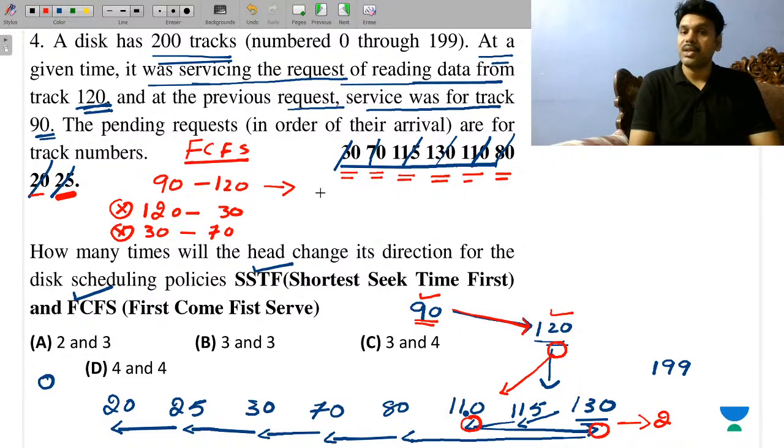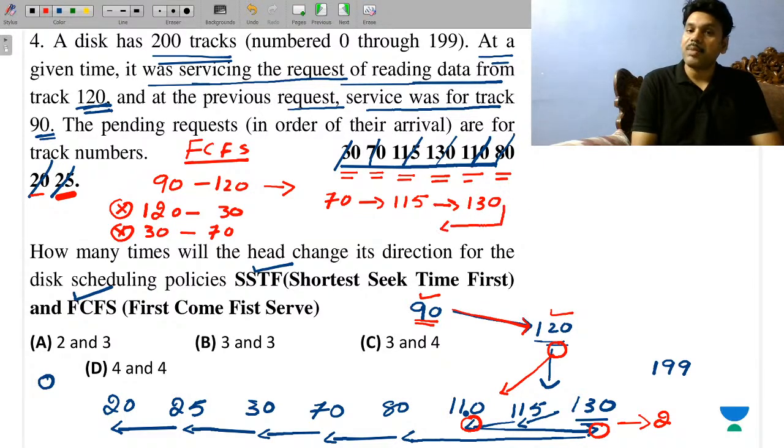So the head got changed. Then after that, the head is going in the other direction only, from 70 to 115, and after that we are touching 130 in the same direction. After that we are coming to lower, that is 110. Then from 110 we are going to 80.